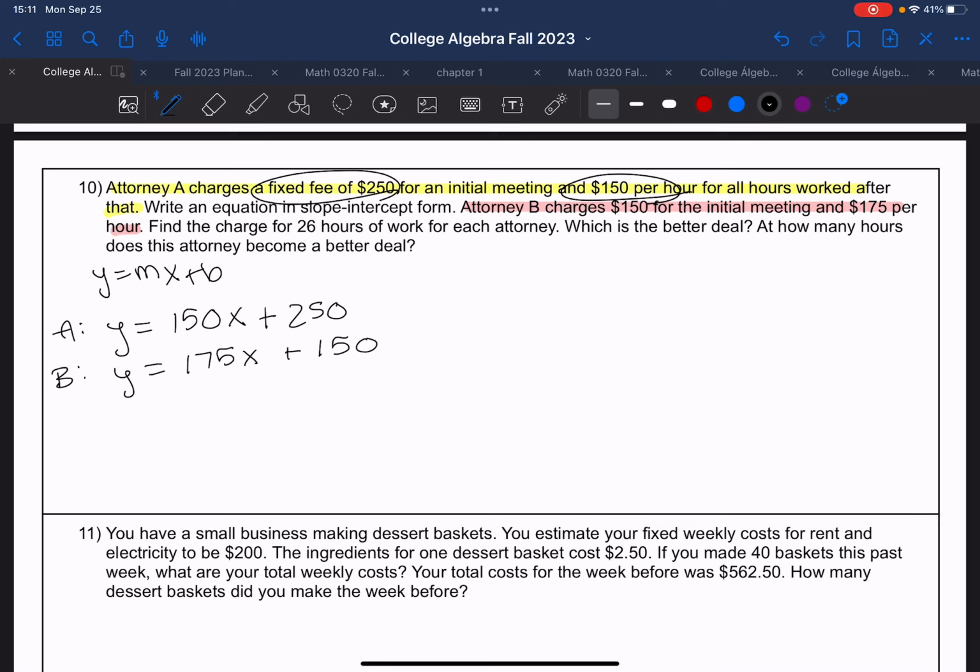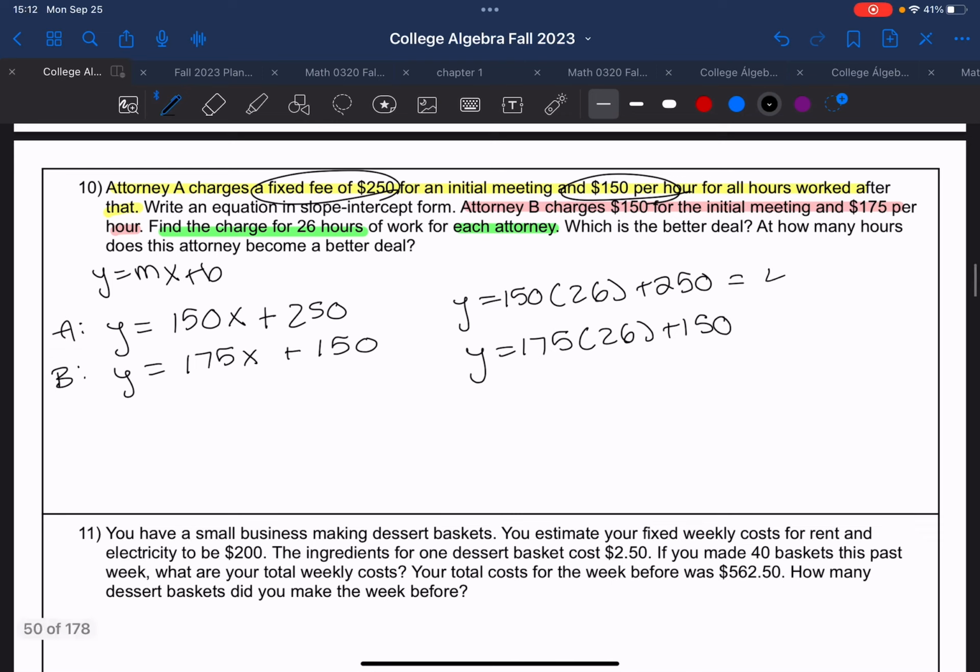Okay. So here it's asking us, find the charge for 26 hours of work for each attorney. So for this problem, it wants us to first plug in 26 for x in each one. Okay, so I have y is equal to 150 times 26 plus 250. And then y is equal to 175 times 26 plus 150. So 26 hours for attorney A, once we plug in all those numbers in our calculator, we get 4,150. For attorney B, we get 4,700.